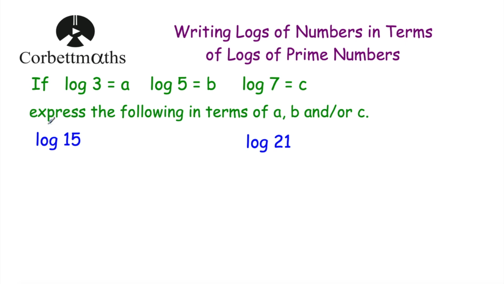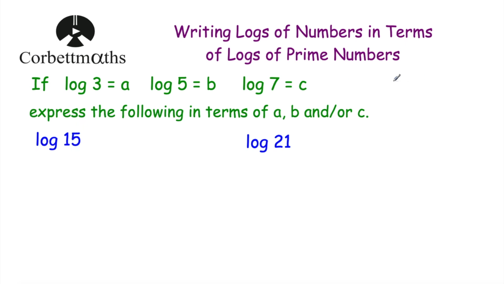Okay, so let's have a look at our first one. Our first one we've been given is log 15. So we want to write log 15 in terms of a, b, and/or c. Now here, a is equal to log 3, and b is equal to log 5. Those two are going to be very useful because 15 is 3 times 5. And what can be quite useful in these questions is, for the number that we're trying to do the log of, to consider the product of primes.